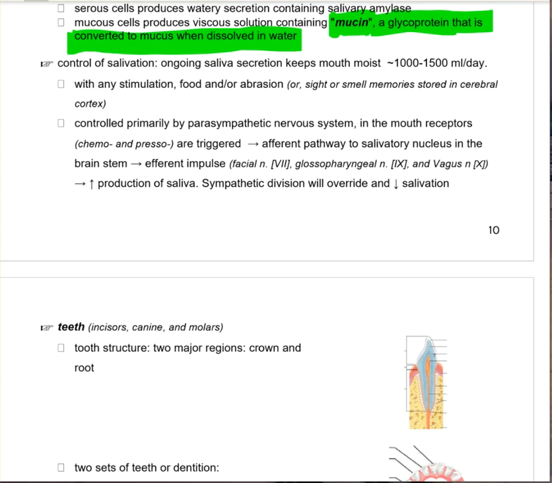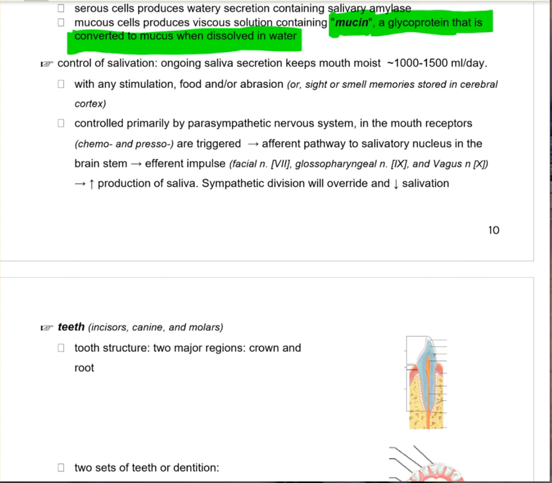Now, under normal conditions, as we said, saliva is constantly going into your mouth, and you get about 1 liter to 1.5 liters a day of saliva produced. There are lots of things that will stimulate it. If you have abrasion, if you have food in your mouth, that'll start to have saliva secretion. You can even have sight or smell or memories that will make your mouth water, right? If you just smell some delicious thing, all of a sudden your mouth might start watering in expectation of it.